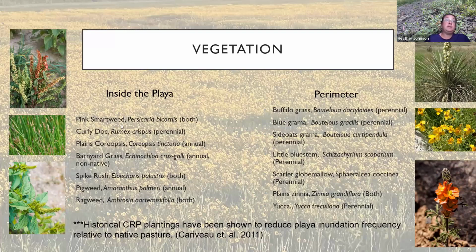So the pictures on the left side, that top picture's curly dock. That middle picture is your spike rush, and that bottom picture is a photo of pigweed.